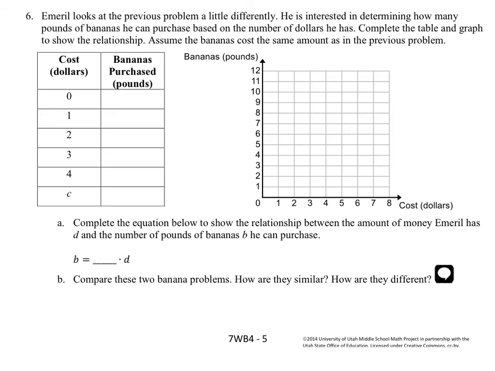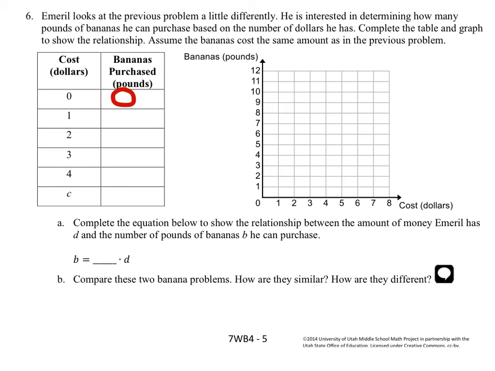Emerald looks at the previous problem a little differently. He's interested in determining how many pounds of bananas he can purchase based on the number of dollars he has. Complete the table and graph to show the relationship. Assume the bananas cost the same amount as in the previous problem. So, for example, if I had $0, how many pounds of bananas could I purchase? 0. That's a surprise. But if I had $1, how many pounds?